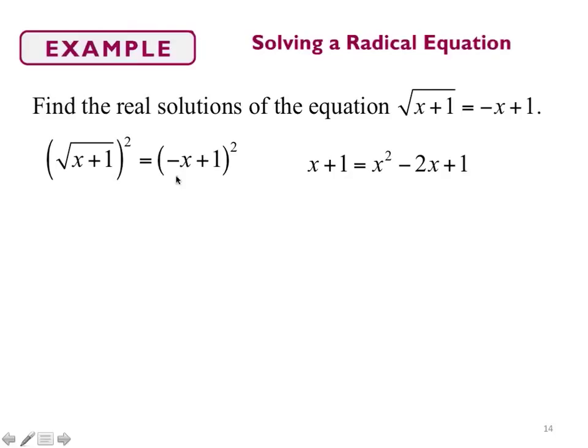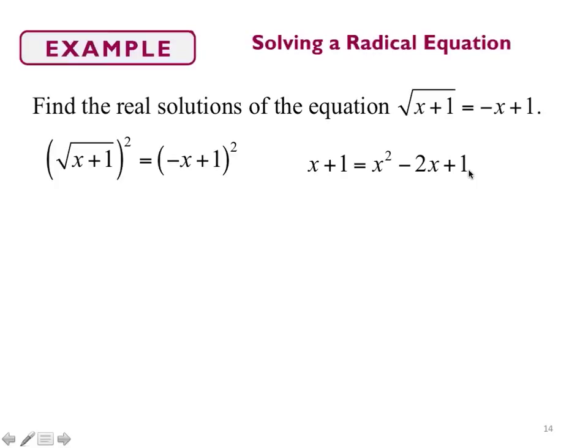And then if we square the right-hand side, I'm not going to go through all the details because hopefully you're really comfortable with squaring things by now. But when you square your negative x, you get x squared. When you do your outer and your inner terms, you get a negative 2x. And when you square your 1, you get 1.